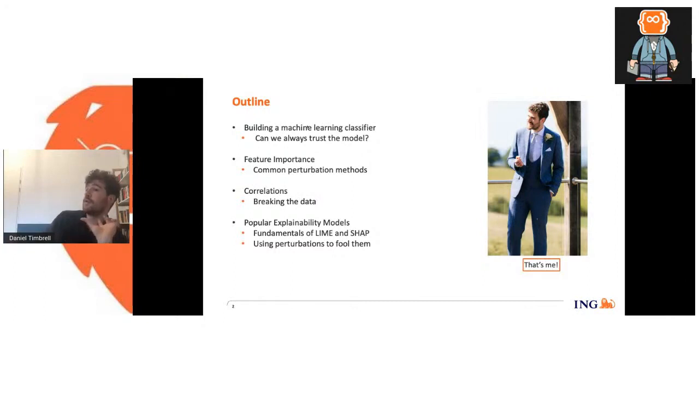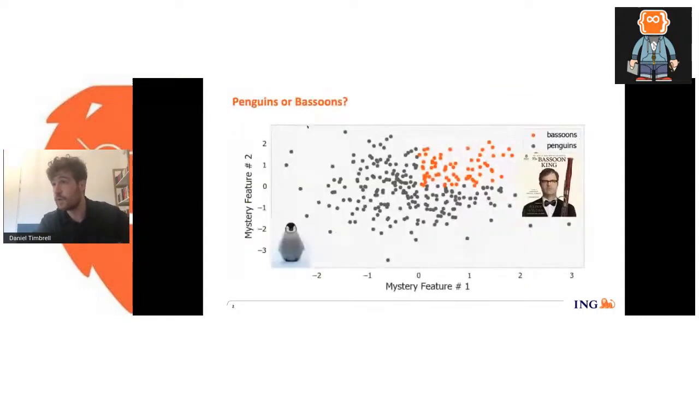We're then going to combine these first two topics and see what happens when we start to break correlations within the data, and how much we can then actually trust these models that we've built. And then we're going to end the talk with looking at some fundamental LIME and SHAP packages, which are really gaining popularity right now, but how we can actually use perturbations in the data to completely fool them. So without further ado, brings me to my first main slide.